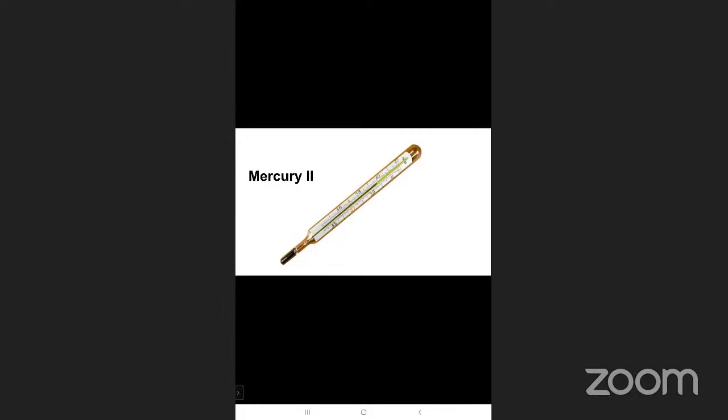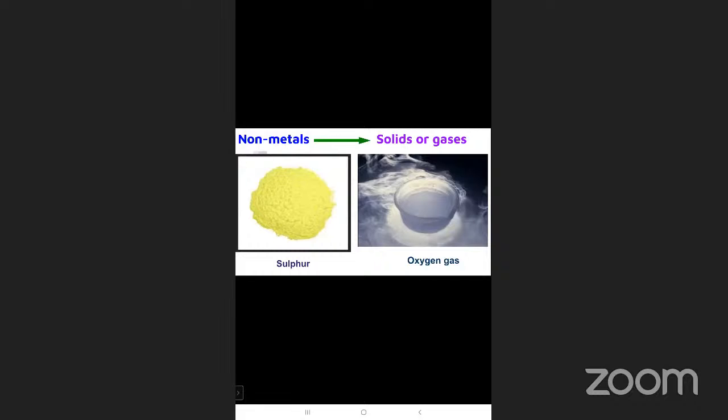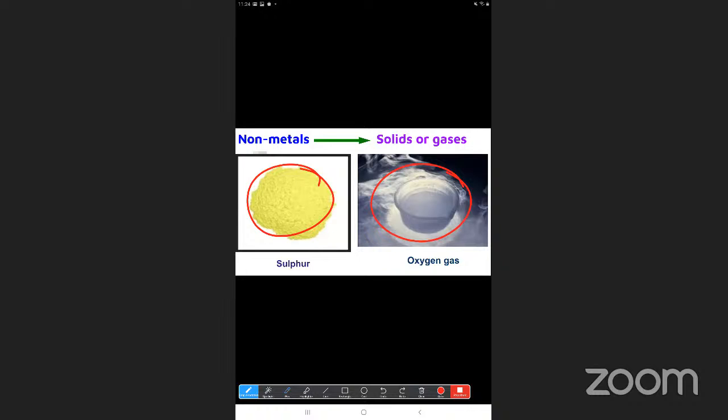Now, what about non-metals? Here, if we consider coal, it is in the solid state. Generally we can associate the non-metals with coal. The non-metals sulfur and phosphorus are also in the solid state. You can see the sulfur here, in the solid state. But oxygen, chlorine, and nitrogen are gases. They are also non-metals, and they are in the gaseous state.